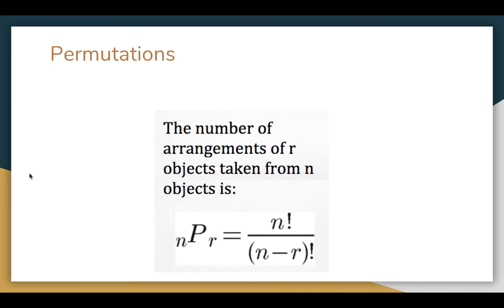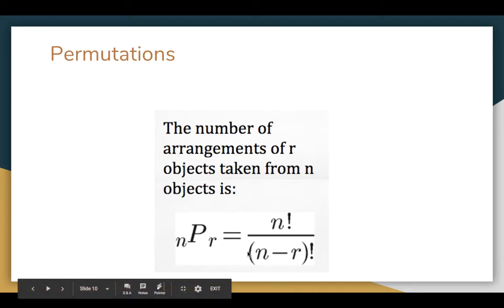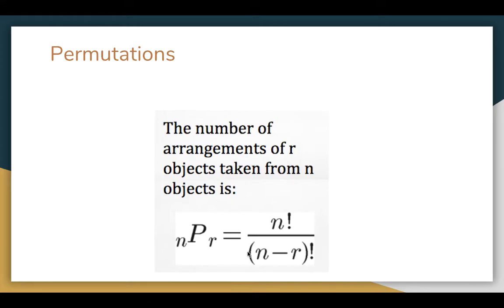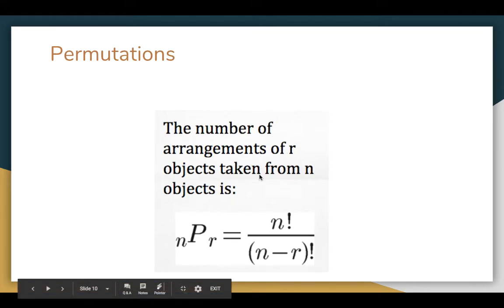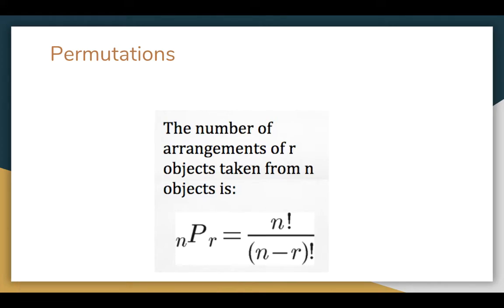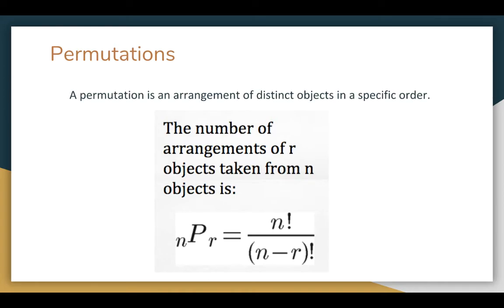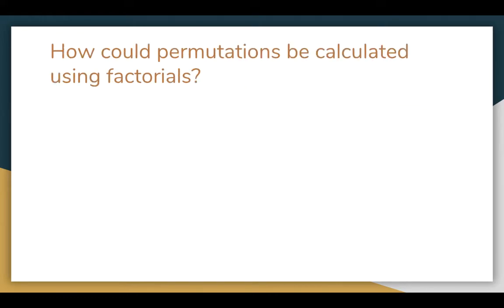Permutation is actually kind of like a factorial. But what happens is we cut off the last bit, and so we don't go all the way down to 1. The permutation is the number of arrangements of r objects taken from n, so taken from a total. We've already seen 365 and then taking 26 people out of that. And it is an arrangement of distinct objects in a specific order.